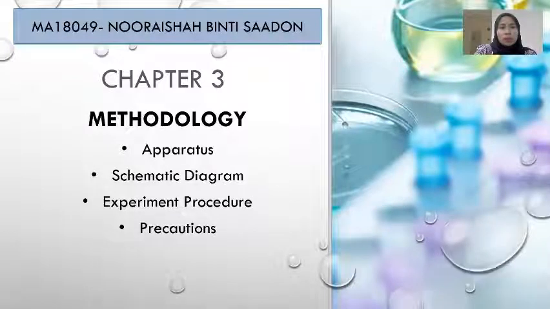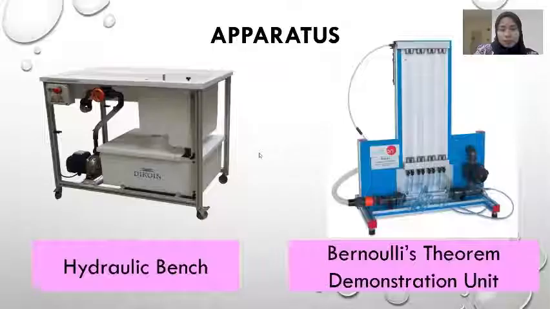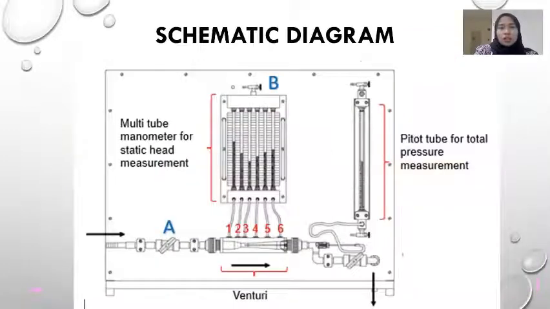Hi, my name is Nur Aisha binti Sadun. My matric number is MA18049. Now I would like to continue this presentation with Chapter 3, which is methodology. This chapter consists of apparatus, schematic diagram, experiment procedure, and the precaution steps. Basically, this is the apparatus that we needed in the experiment, which is the hydraulic bench and Bernoulli's theorem demonstration units.